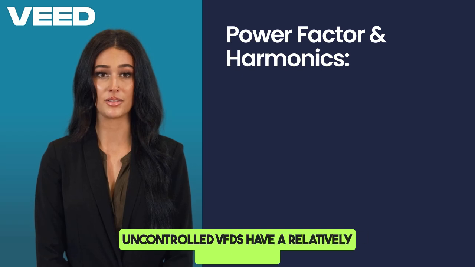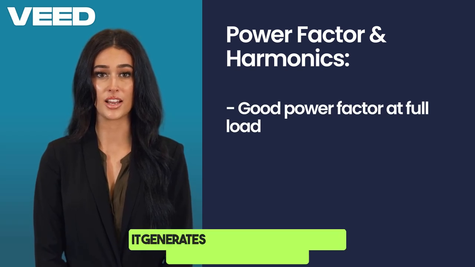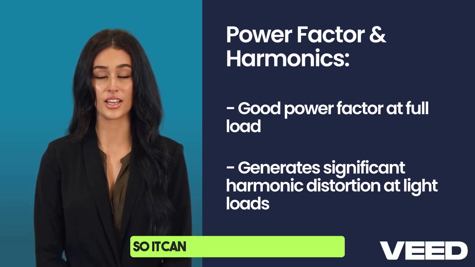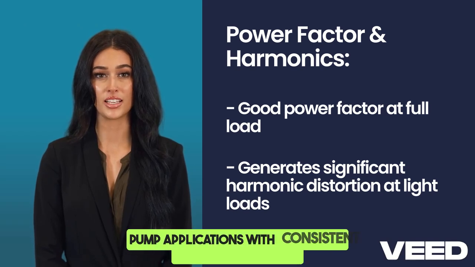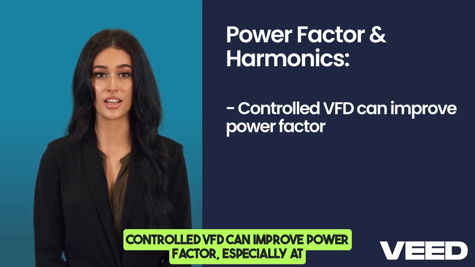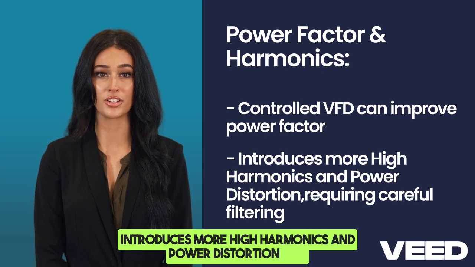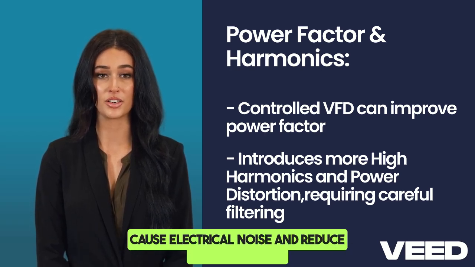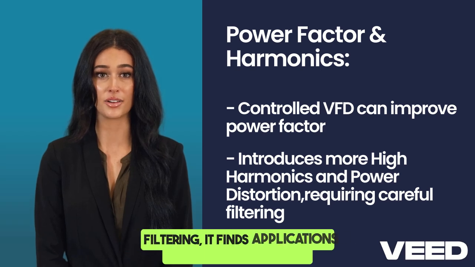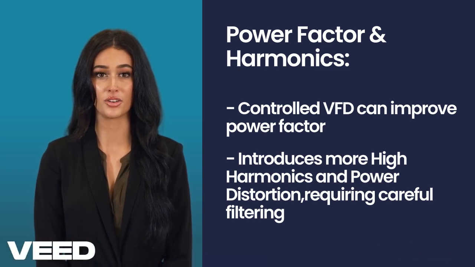Uncontrolled VFDs have a relatively good power factor at full load, but the power factor decreases at light loads. It generates significant harmonic distortion, which can affect other equipment on the power grid, so it can be considered for large pump applications with consistent full load operation. A controlled VFD can improve power factor, especially at partial loads, by controlling the firing angle, but introduces more high harmonics and power distortion, can cause electrical noise, and reduce power quality compared to uncontrolled rectifiers, requiring careful filtering. It finds applications requiring regenerative braking or grid feedback, where power factor control is essential.